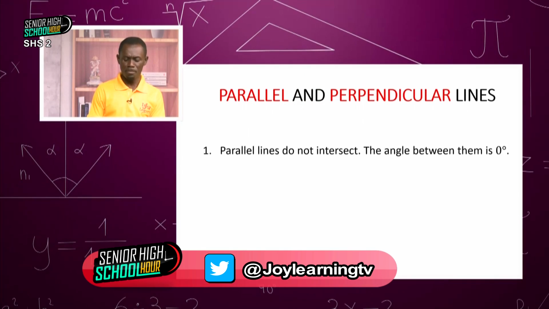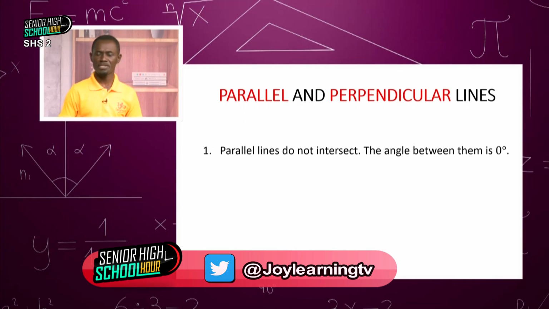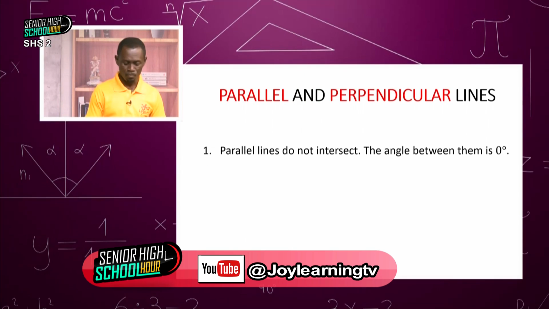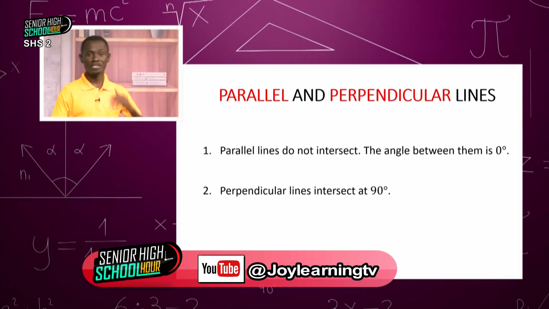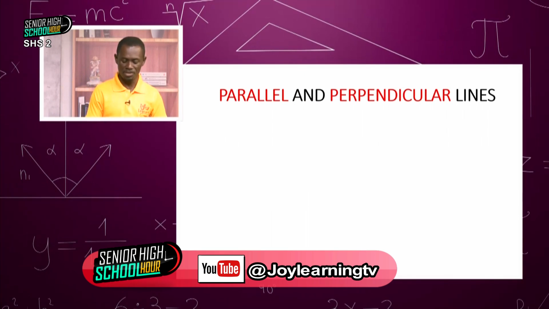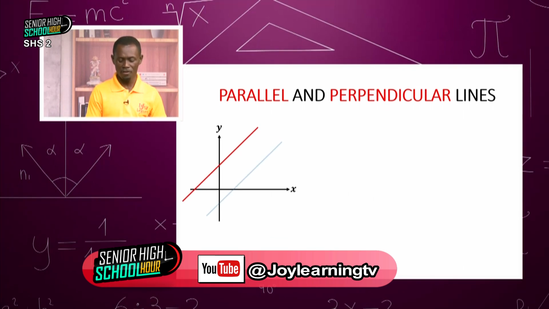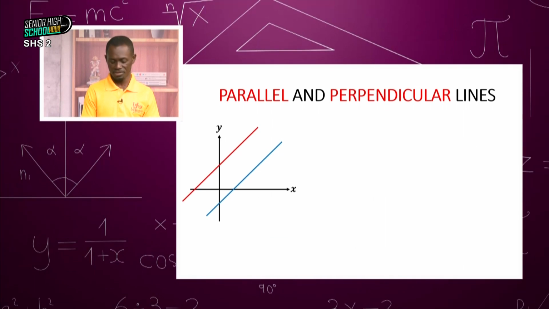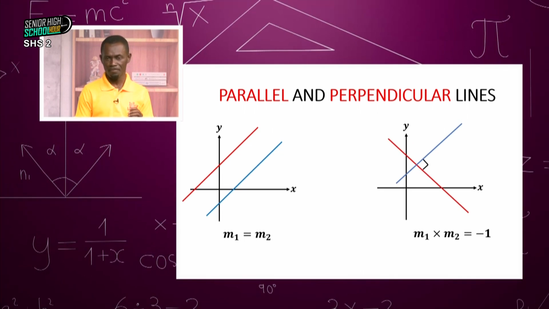Now, lines could be parallel, which means that they do not intersect. Or they are perpendicular, which means they intersect and the angle between them is 90 degrees. As you can see here, two lines are parallel, they don't intersect, so their gradients are equal. And two other lines intersect at 90 degrees. So they are perpendicular and their product is negative 1.